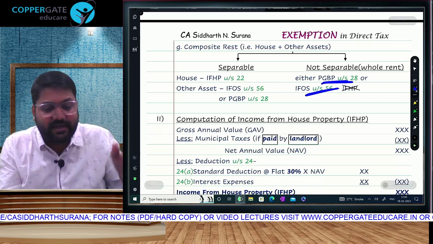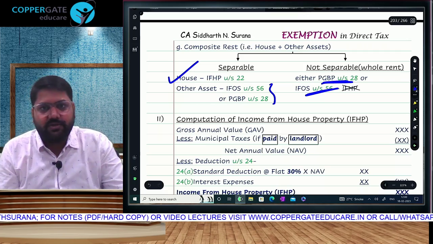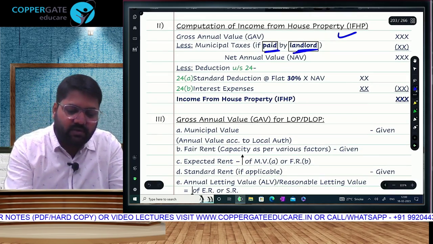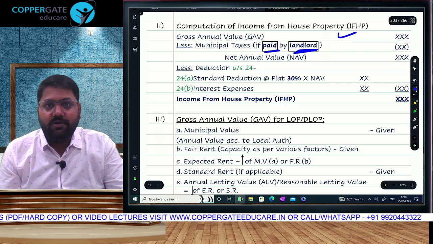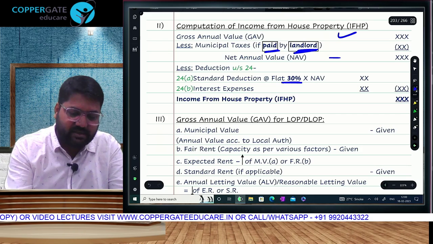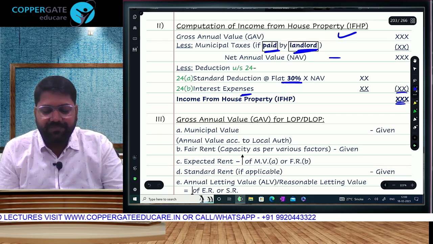But if you can segregate, then the house rent will go in house property and other assets will go in IFOS or PGBP. How to compute? Start with GAV. Municipal tax is deducted only if paid, and paid by the assessee. Only if paid and paid by the landlord. So we get NAV. NAV may say two deductions: standard deduction flat 30% and interest expense. Accordingly, we will get our income from house property.